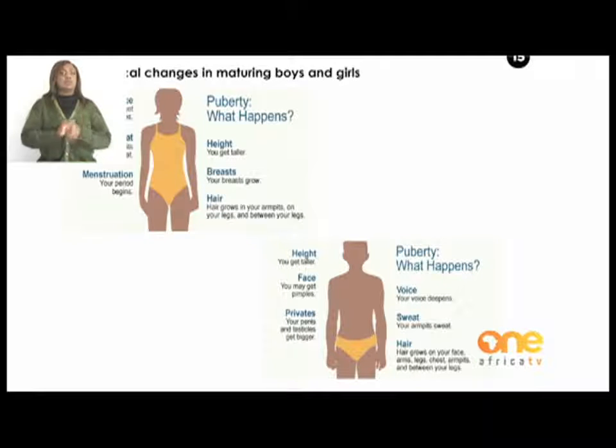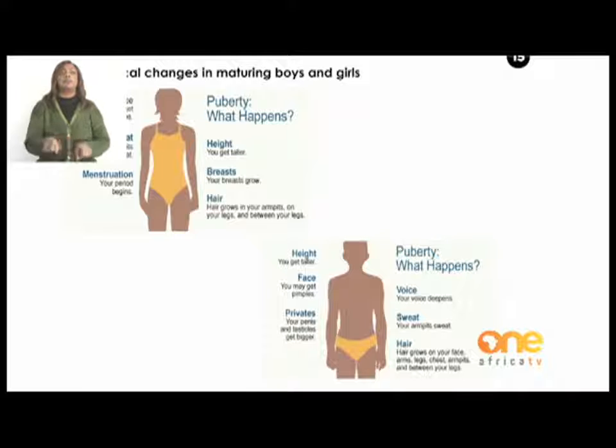Picture. What happens to girls during puberty? Chanel, are you with me? Good. Let's look at the face. You may get pimples or acne. Sweat, you will experience sweat under your armpits. Menstruation or periods begin. Height, you get taller. Breast, the breasts will grow or develop. Hair, you will grow hair in your armpits, on your legs, and also on your private parts.